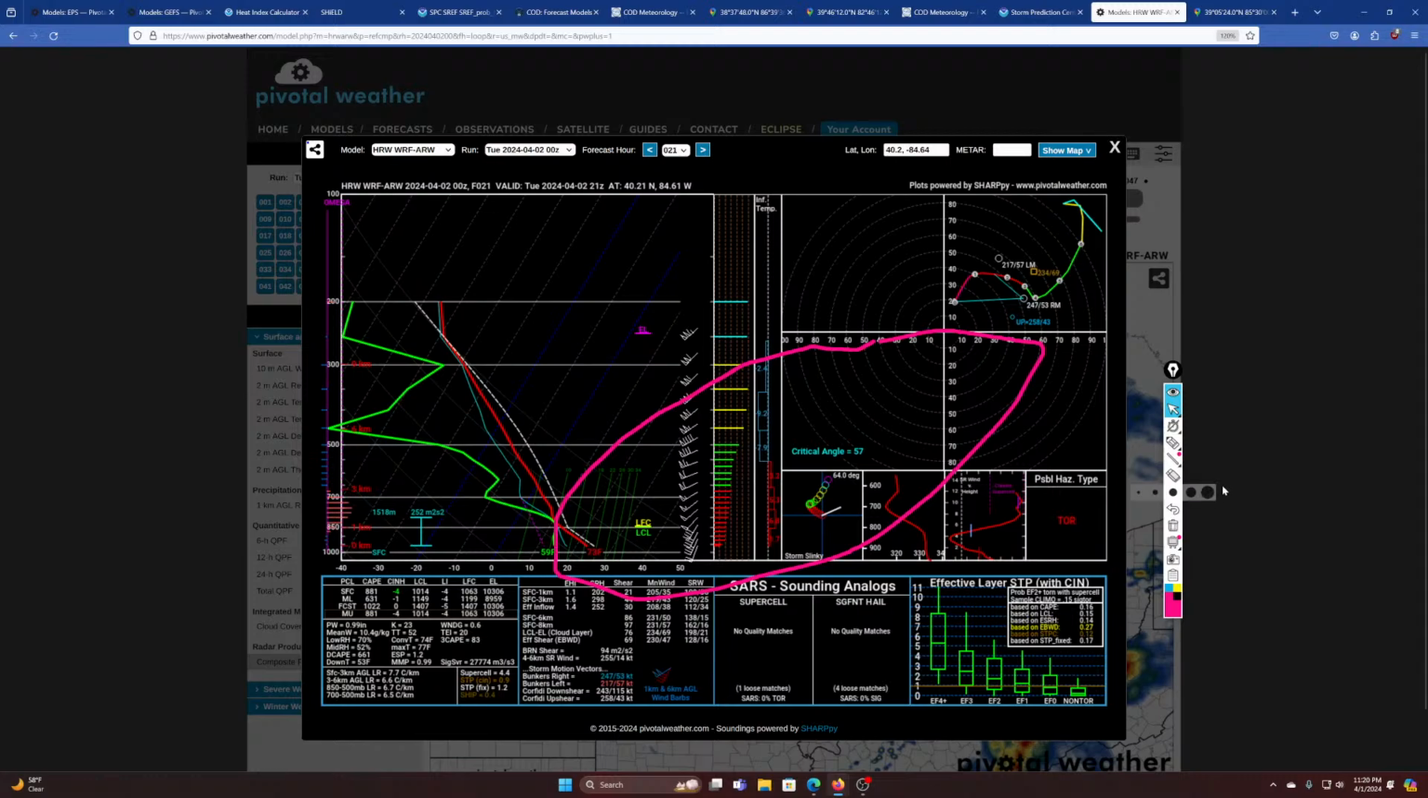Okay, but this is a good environment still, even though the temperature difference, well, it's less than 60 though. That's the issue. And it's less than 1,000. But this could be in a high shear, low CAPE environment.